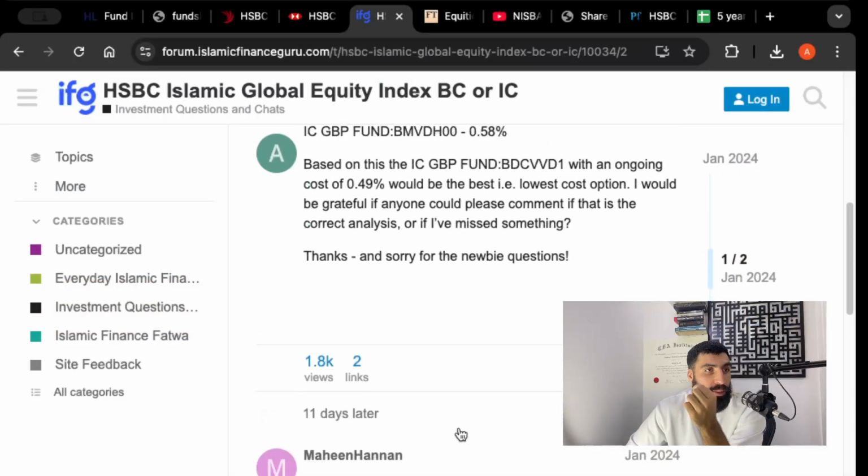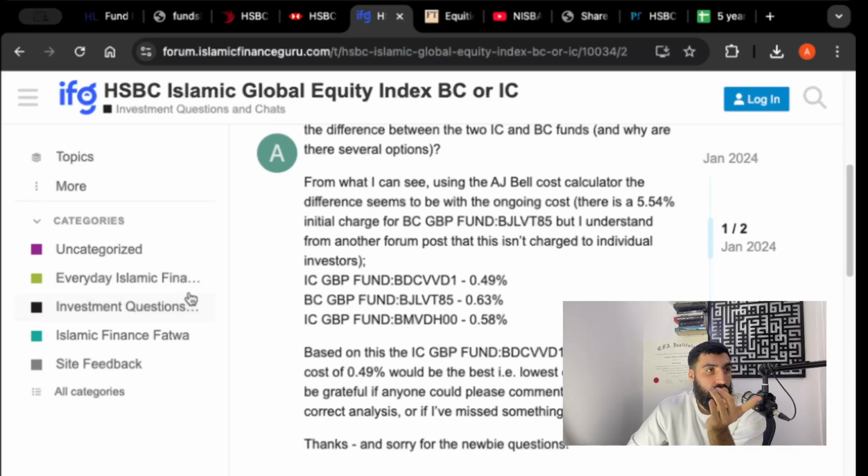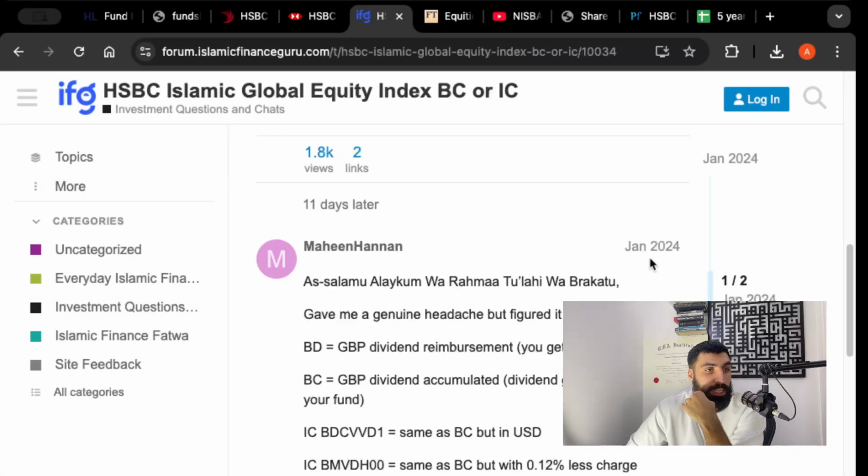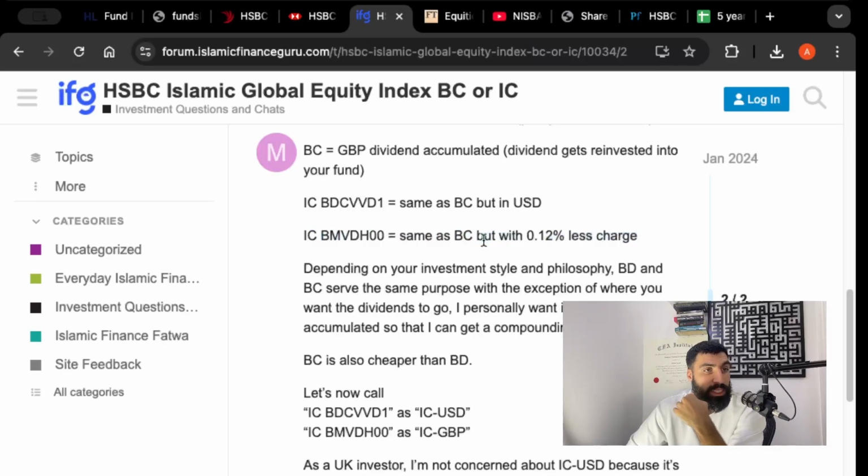Interestingly, someone had the same question, which they posted on the IFG forum back in January 2024. And they said the same thing, that the IC is the same as the BC, but with a 0.12% less charge. Now that charge seems to have tightened up. Maybe they changed the fees on the fund. Now the difference is only 0.1%.